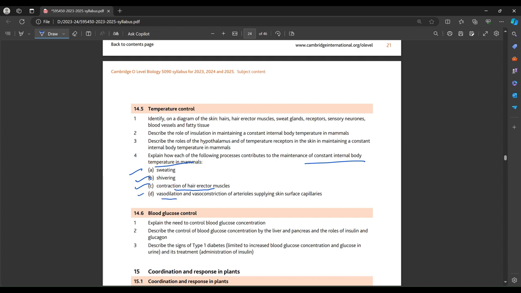Vasodilation and vasoconstriction. Vasodilation of the arterioles near the blood capillaries happens when the temperature is too high, and when the temperature is low, then vasoconstriction will occur, so that there is less blood flow, less heat loss through conduction and radiation. Whereas in vasodilation, the more the blood vessels get dilated, more blood flow, more heat loss through conduction and radiation.